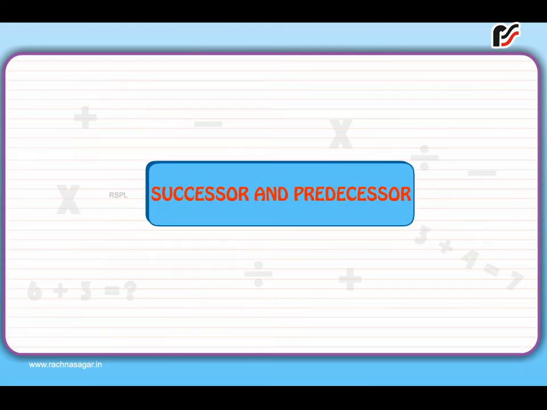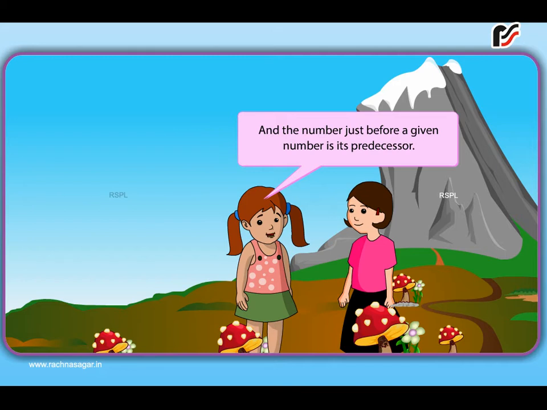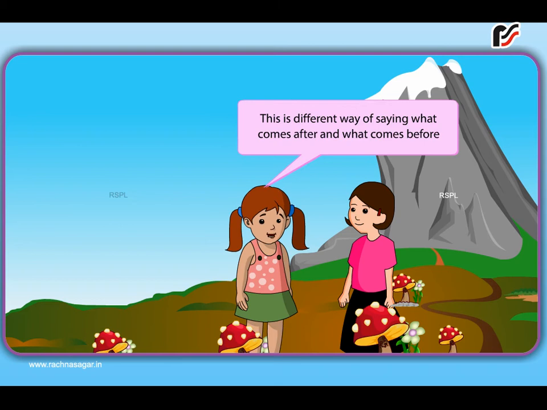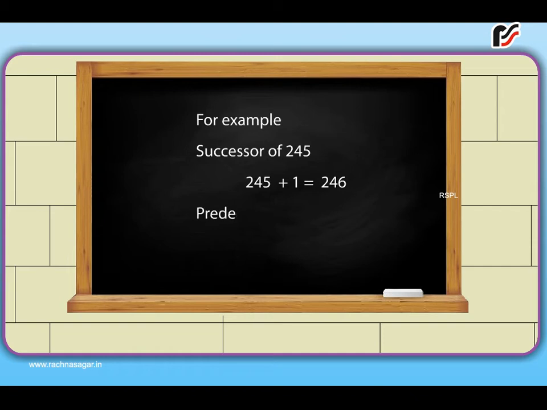Successor and predecessor. The number just after the given number is its successor, and the number just before a given number is its predecessor. This is a different way of saying what comes after and what comes before. For example, successor of 245 is 245 plus 1 is equal to 246, and the predecessor of 245 is 245 minus 1 is equal to 244.